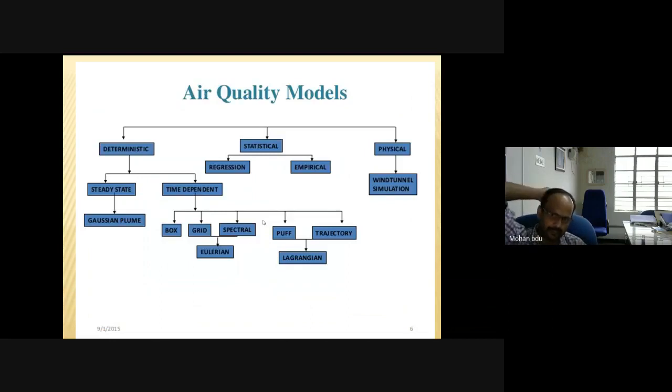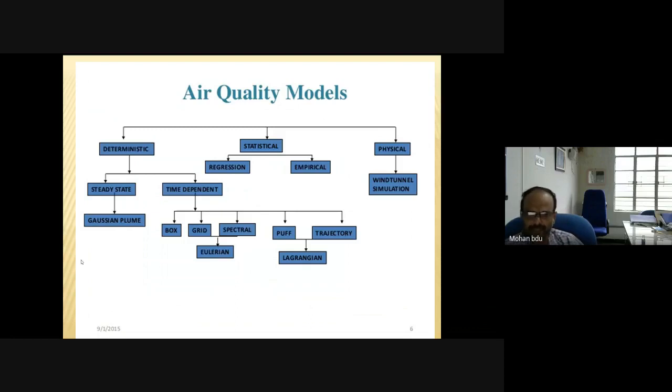So this is a broader picture of the air quality models that are being used and the principle behind it. Basically, we can classify them as deterministic, statistical, and physical models. The most widely used is the deterministic model, which is again the steady state model, and in which the Gaussian plume is the most widely used model across the world. There have been various models available now based on the Gaussian plume.